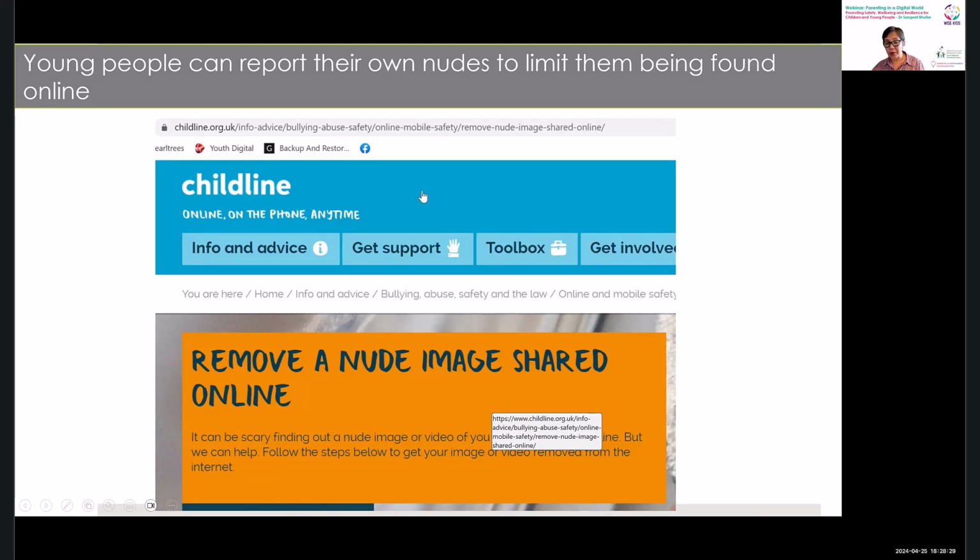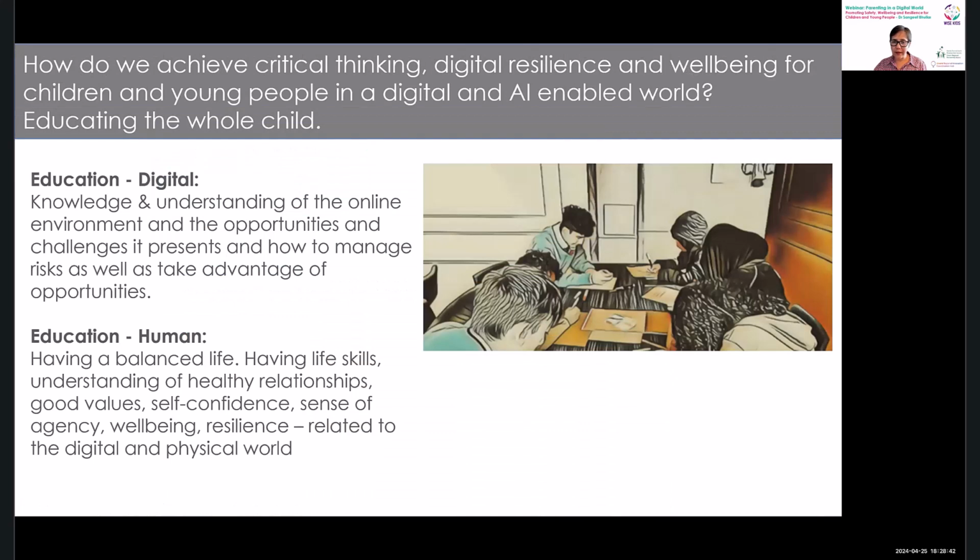Maybe they were groomed, maybe they were tricked into giving that picture. And what happens is a code is actually generated, and that will limit it being available online. So, do look into this if you are not aware of it.